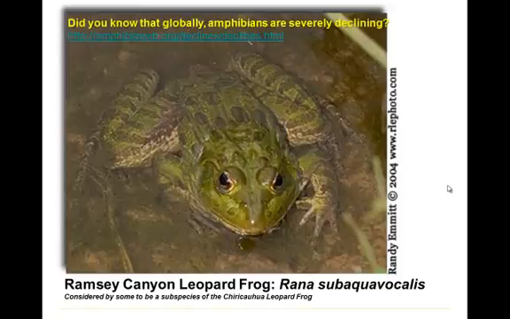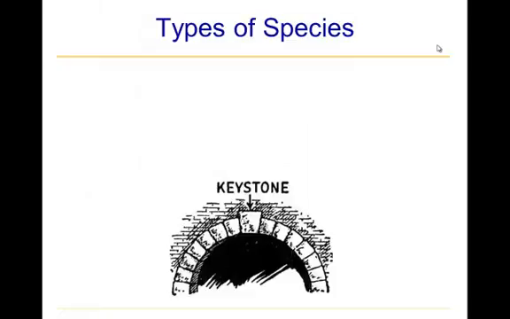It's kind of interesting. And up here on the top of this picture, I ask you a question: did you know that globally amphibians are severely declining? There is a global decline in amphibian populations. Here's a link you can put into your browser and investigate some of the reasons why that might be happening. But certainly climate change and introduced or exotic species are two big reasons. Pollution is another one.